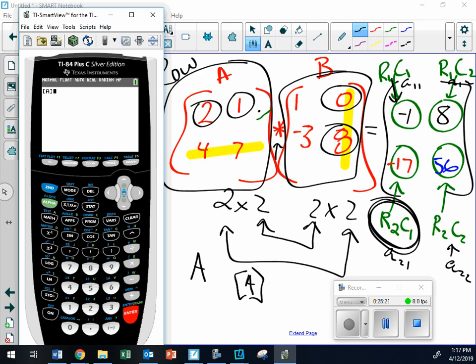Now what do I want to do? Times. You're multiplying. Matrix B. Just enter. And there it is, A times B. And you hit enter, and it actually does it. Is that the same answer we got? Negative 1, 8, negative 17, 56? Yes, it is.